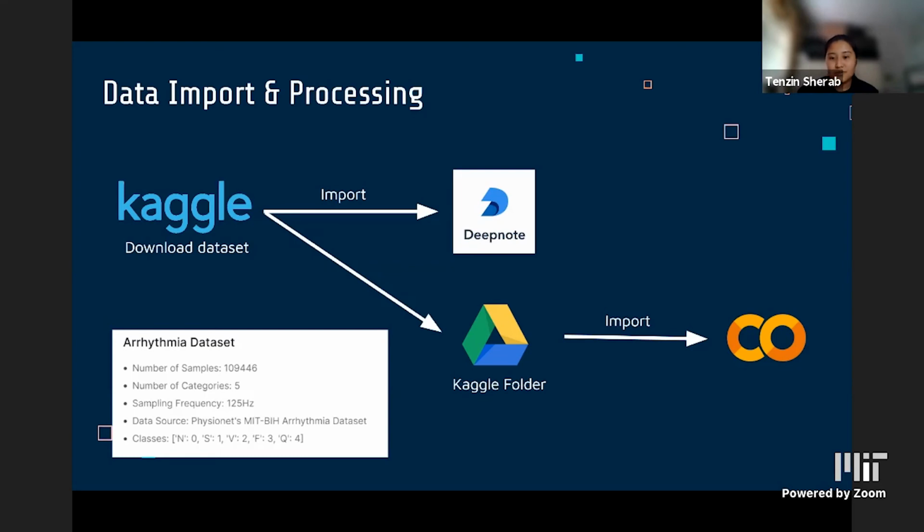However, while DeepNote is great for working together, it has a small fixed amount of memory, which slows down the process of training our neural networks. And for this reason, our group also created a Kaggle folder on Google Drive and imported a Colab notebook, which would quickly run our models.